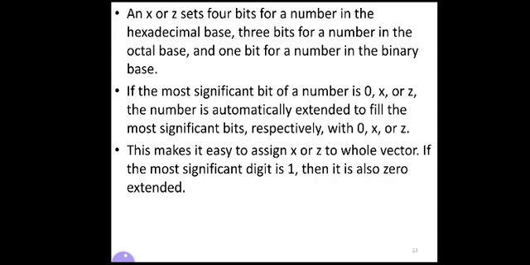If the most significant digit is 1, then it is also 0 extended. So even though the most significant number is 1, the 0 is extended up to fill the remaining size.